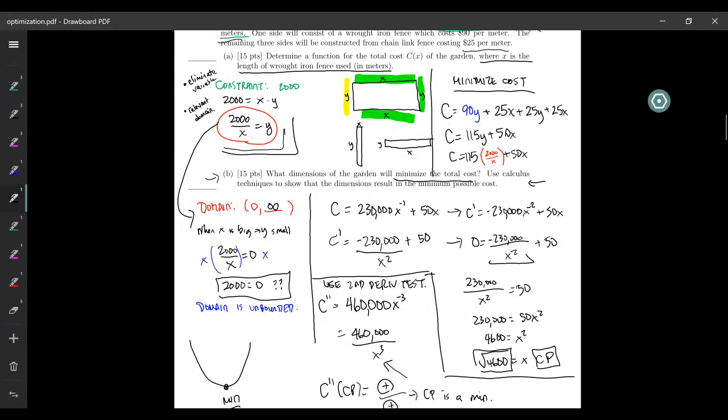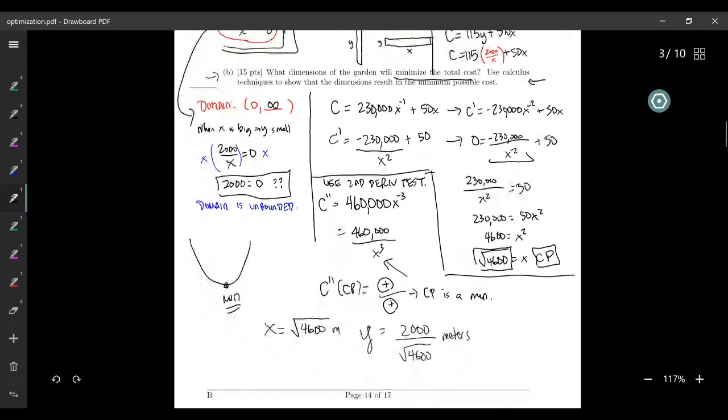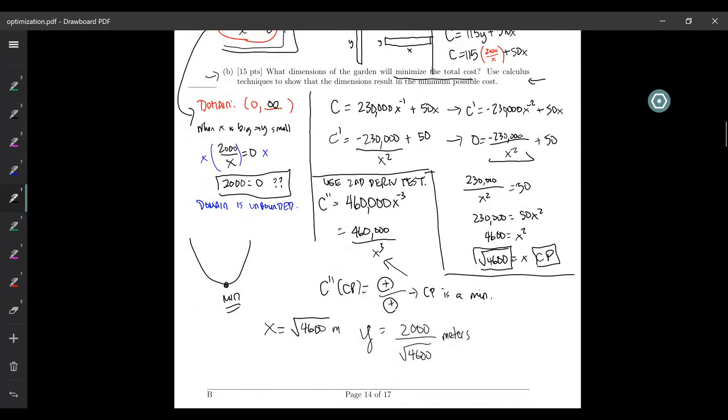And once you have a function in terms of one variable, you can find critical points. And so in this case, you can use the second derivative test. You can also use the sign chart using the first derivative test. A minimum would be when it decreases and then increases.